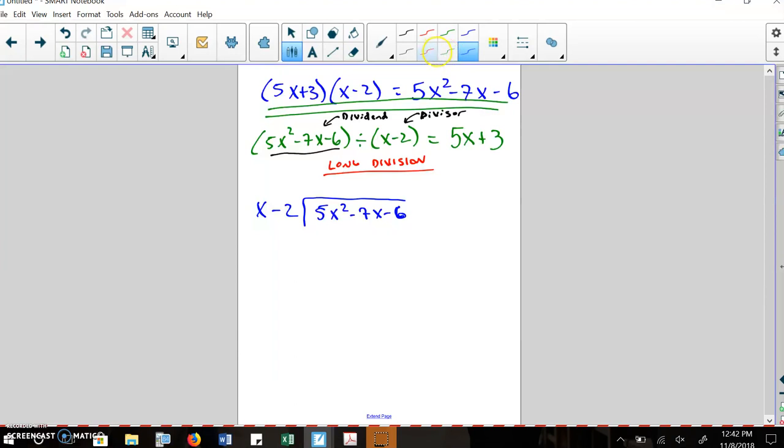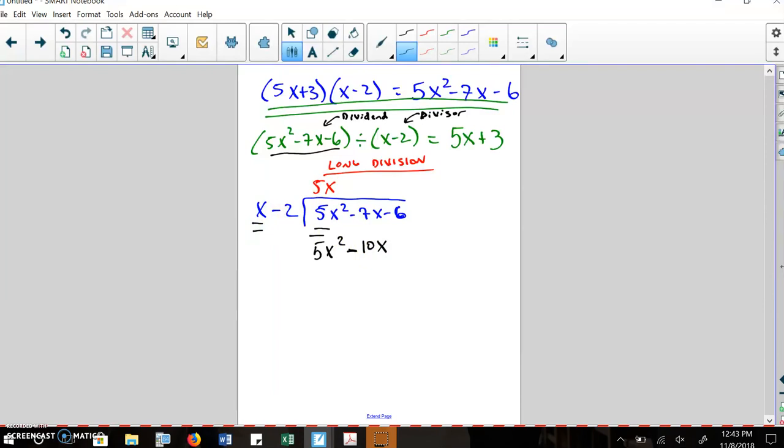Here's what we do. For long division, we're always looking at this x and then the first term that we have on the inside. So we ask ourselves, x times what gives me 5x squared? And the answer to that would be 5x. That's going to be the first thing in my answer. Then, just like in long division, I'm going to distribute it to the x minus 2 and see what I have left over. So 5x times x gives me 5x squared, and 5x times negative 2 gives me negative 10x.